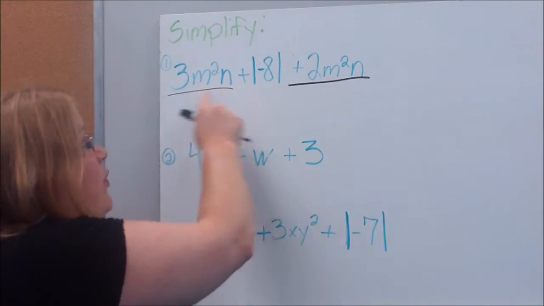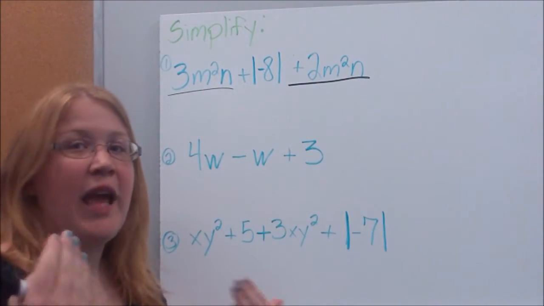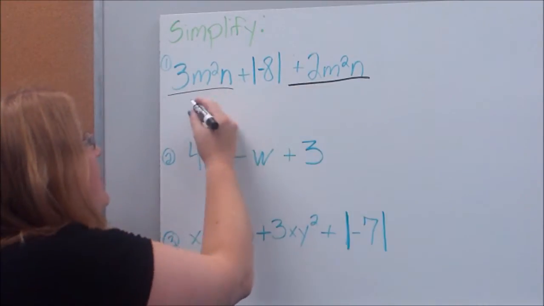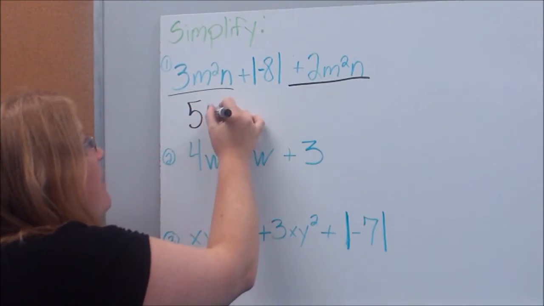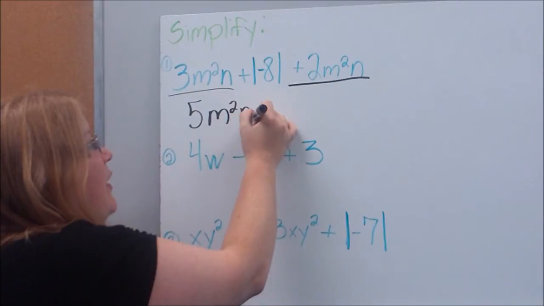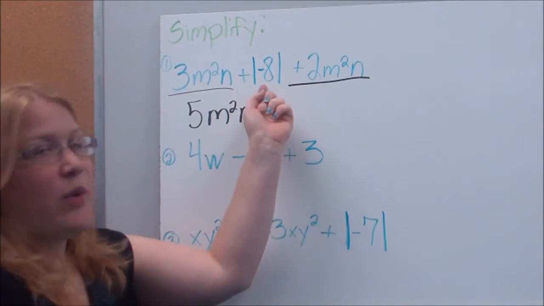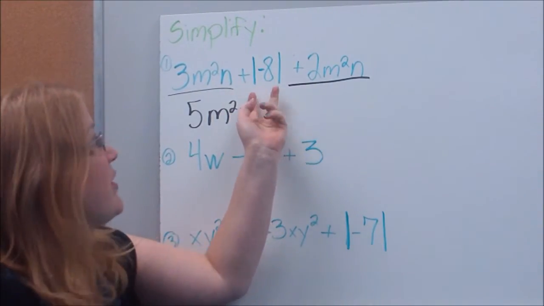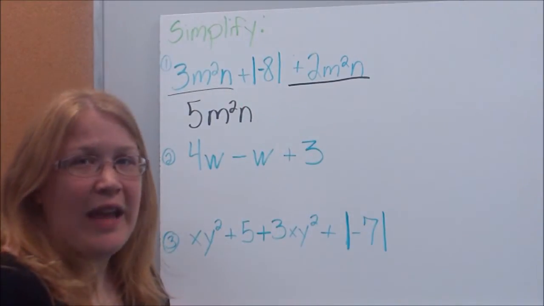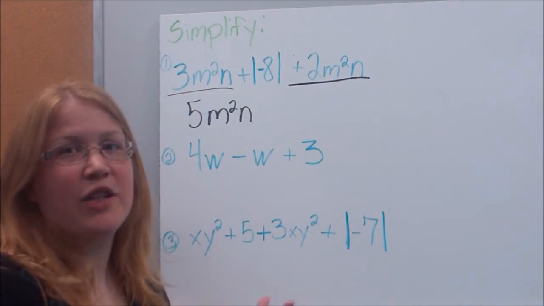So let's just look at this. We want to add our coefficients and keep our variables. So 3 plus 2 is a 5. Keep our variable, m squared n. Then we're going to add our constant back in. You'll notice it says the absolute value of -8, so we want to simplify that just by doing the operation.